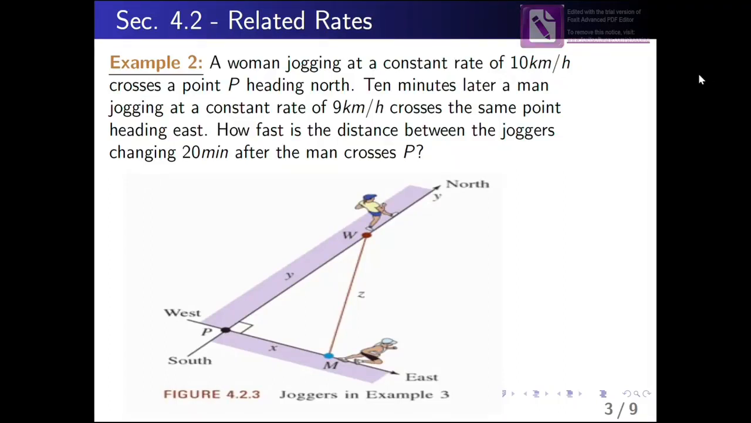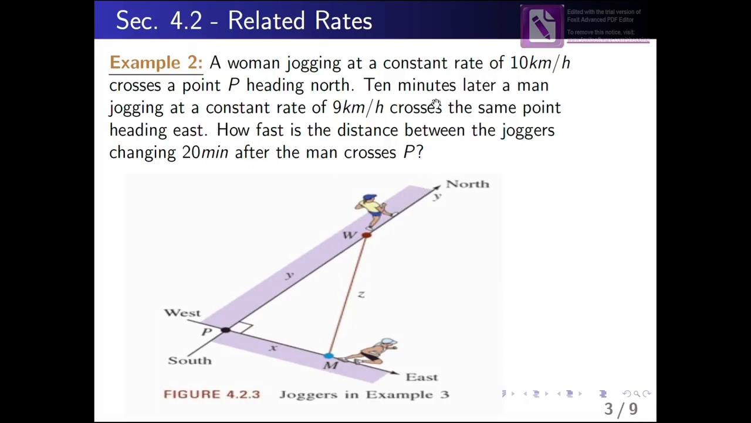So let us see example 2. A woman jogging at a constant rate of 10 kilometers per hour crossing a point B heading north. So this woman crosses the point B to the north at a constant rate, which is 10 kilometers per hour. This one represents the velocity of the woman.